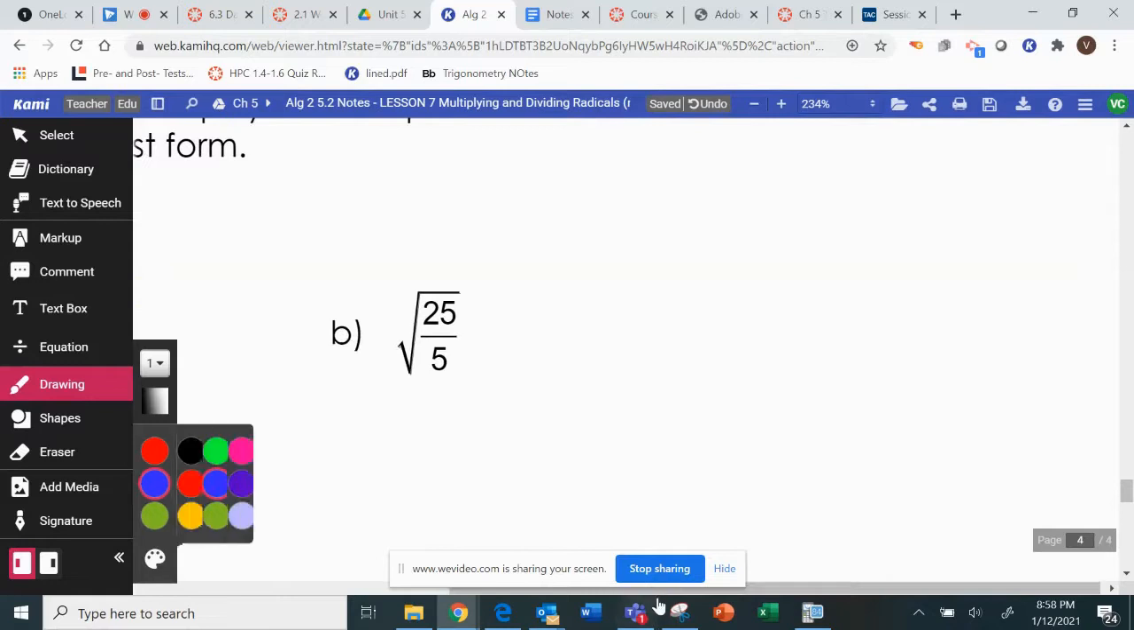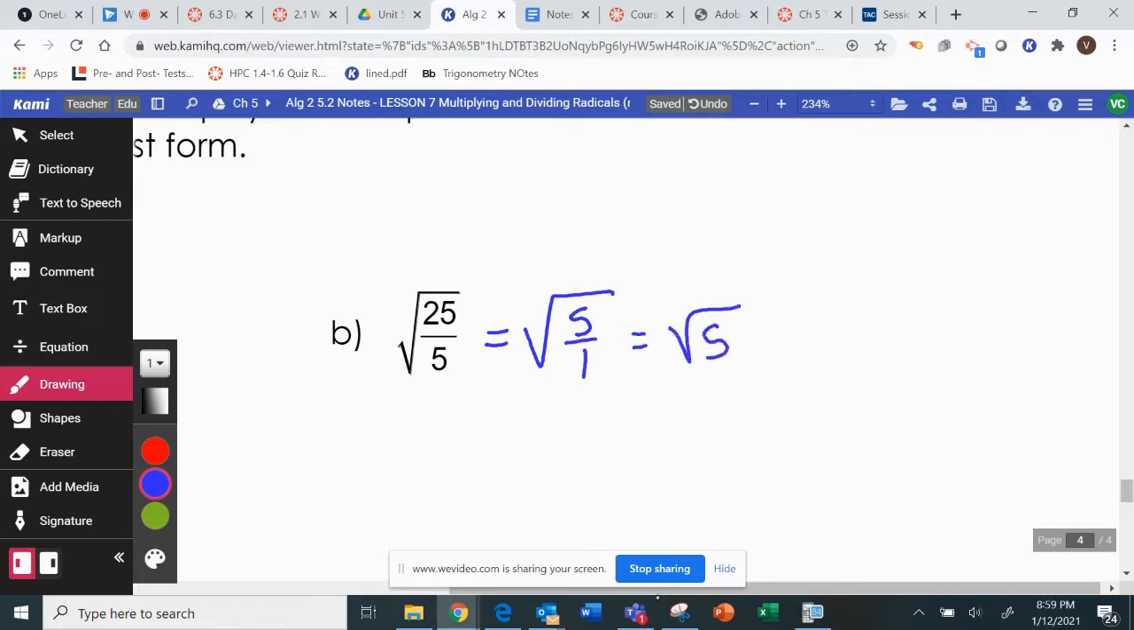Question B. These are both under a square root. So I can separate these to say, what's the square root of 25 over the square root? Nope, I'm not going to do that. I lied. Sometimes we make mistakes. I'm just going to divide 25 by 5. And I get the square root of 5 over 1, which is the square root of 5. And you can't really do anything other than that. So that's it.